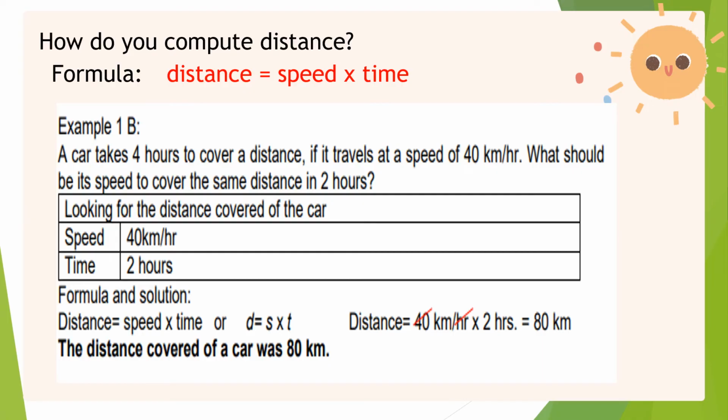First, we need to calculate the distance covered by the car in the original situation. Using the formula, we multiply the speed 40 km per hour by the time 2 hours, which gives us a total distance of 80 kilometers. With this knowledge, we can now adjust the speed for 2 hours while keeping the same distance. This ensures that the car maintains its journey efficiently.